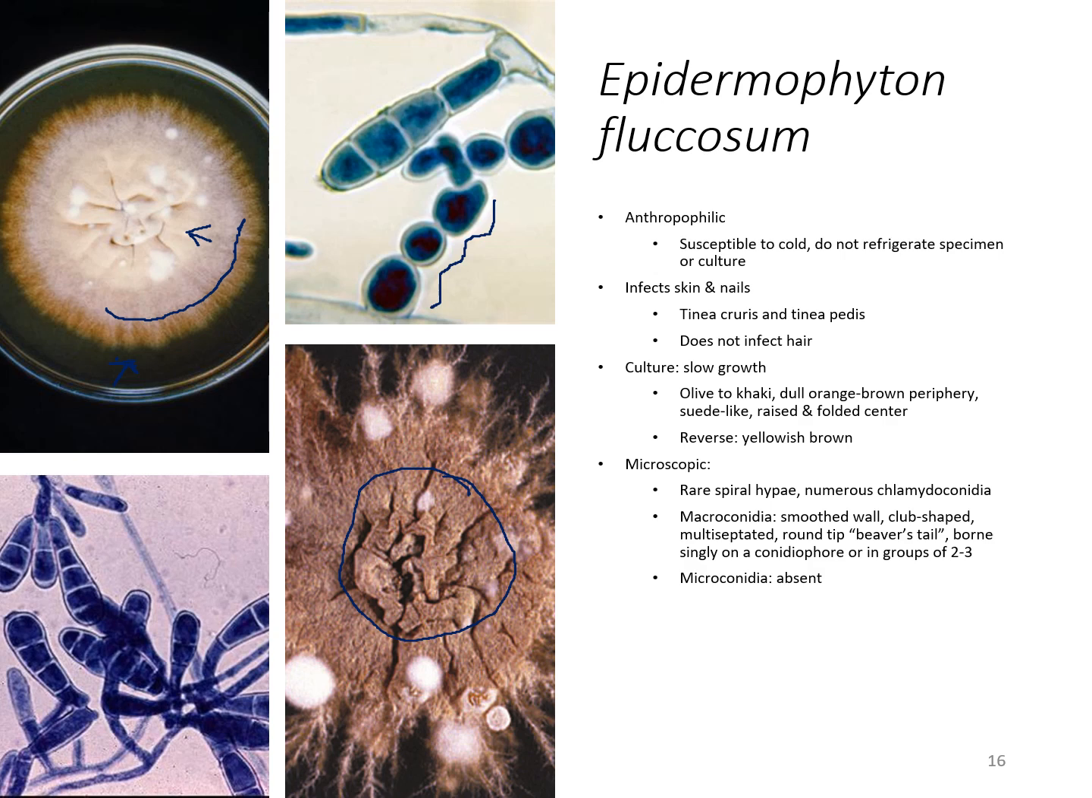They are multiseptate for the macroconidia here. So you can see all those little septa in them. It looks sort of like a beaver's tail, and this bottom image shows that little beaver tail look where they're all kind of bunched together. And the microconidia are absent for this particular organism.